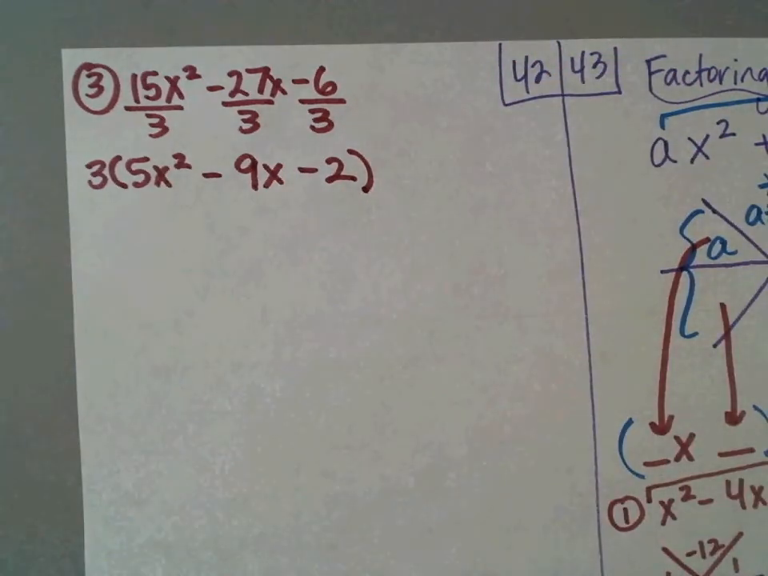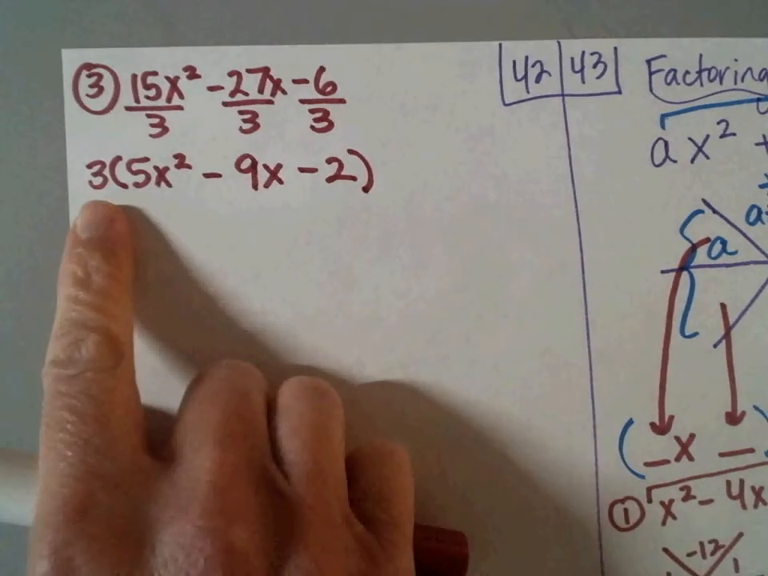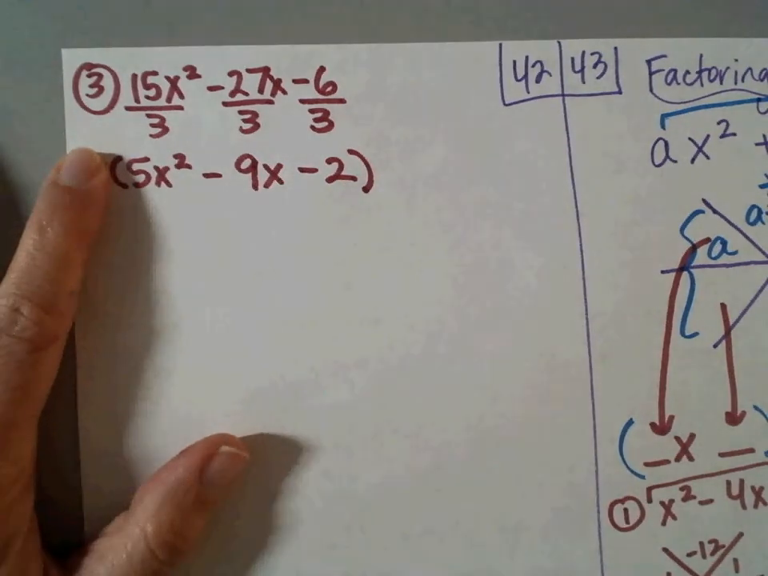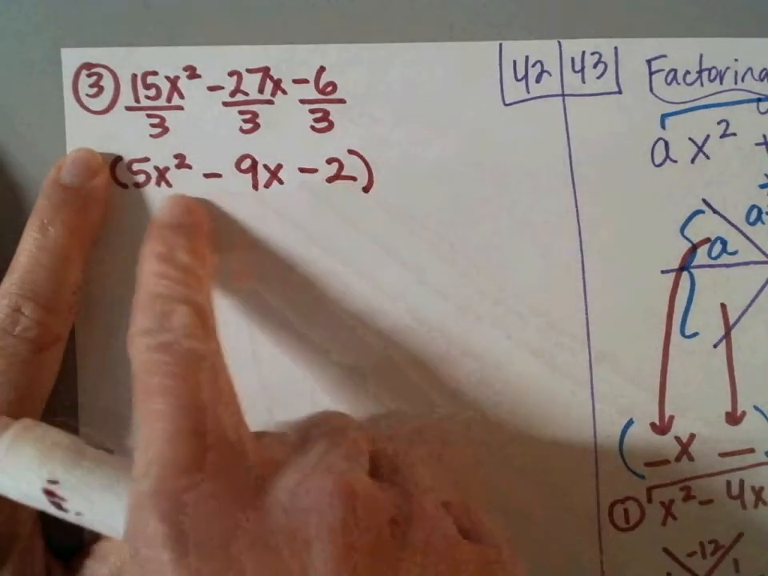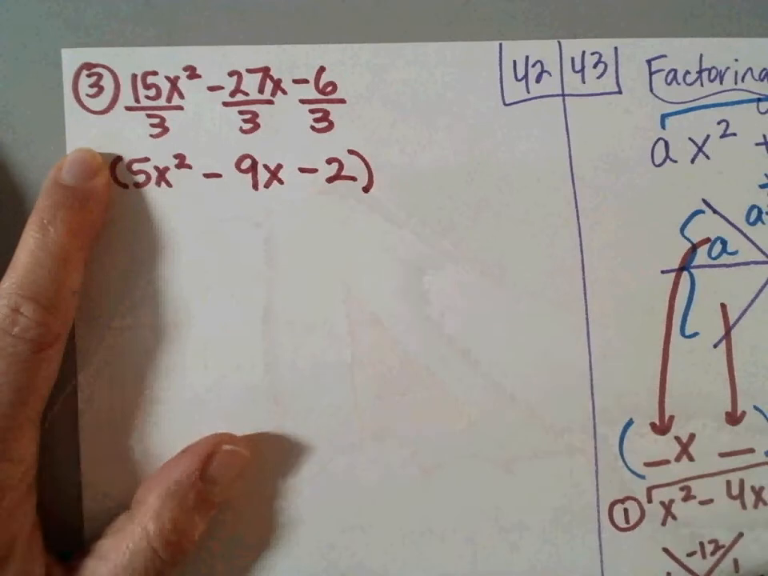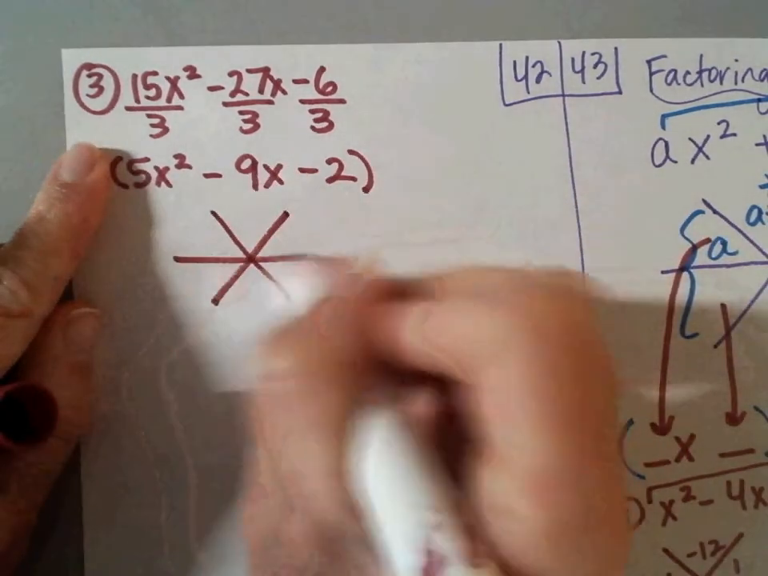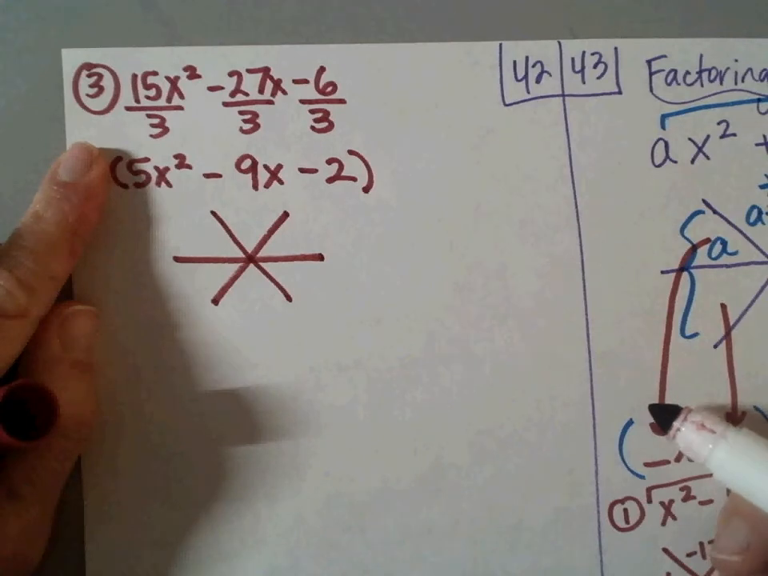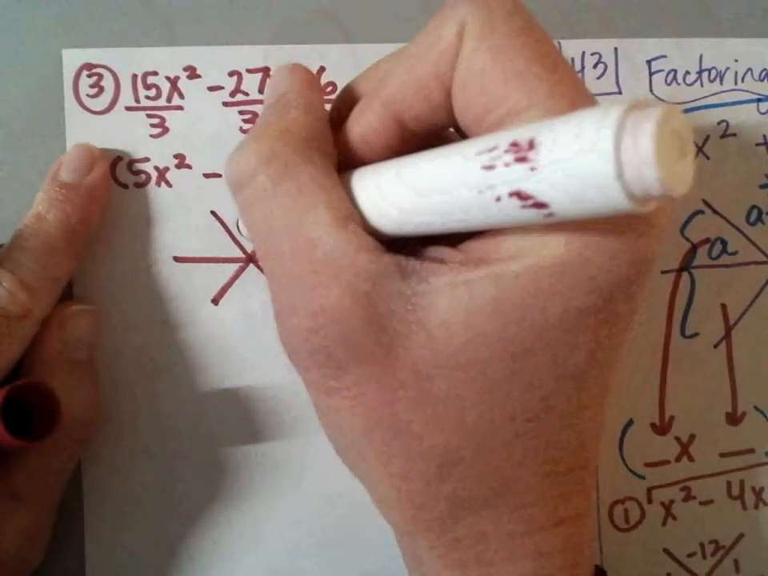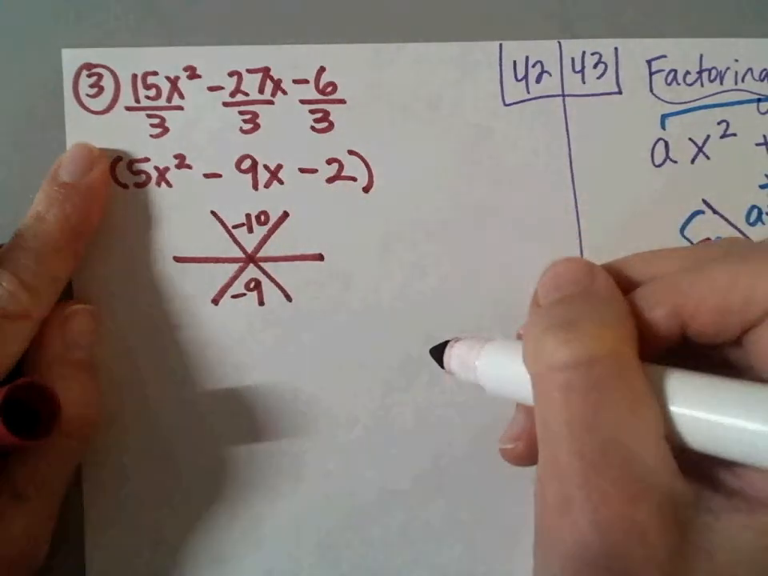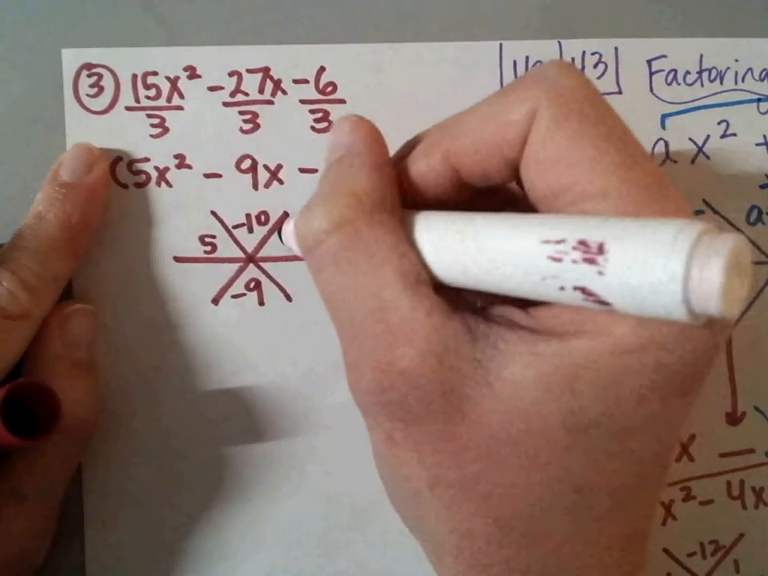Okay, now at this point, the whole point of factoring is to make simpler questions. So that's why you take a 3 out. Now it's a simpler problem. So you cover this 3 up and you make a snowflake with what's left inside. Top number would be negative 10. Bottom number is negative 9. A 5 and a 5.